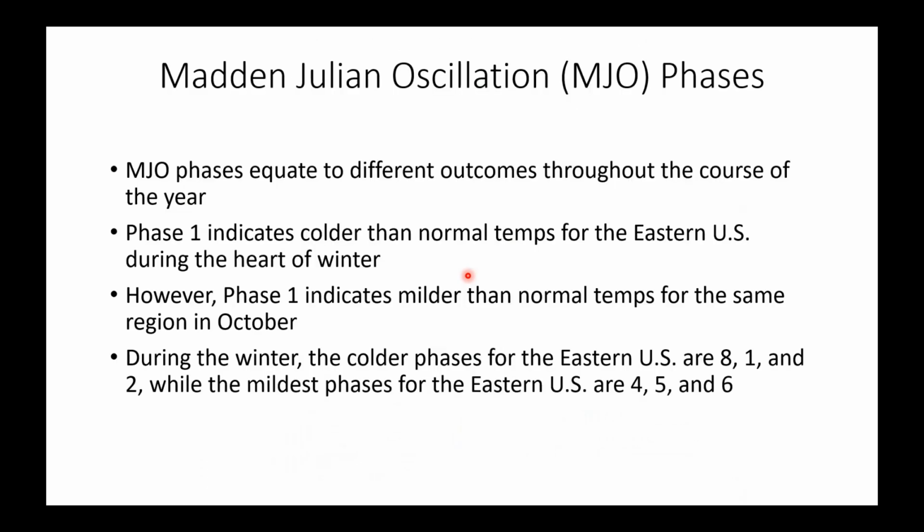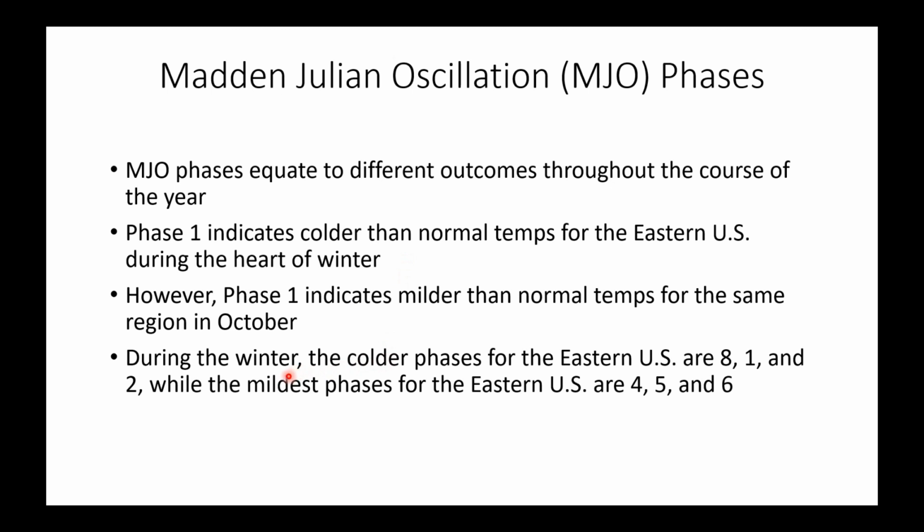Now, the MJO phases are going to equate to different outcomes throughout the course of the year, okay? For example, if I'm in MJO phase 1, that will indicate colder than normal temps for the eastern United States during the heart of winter. However, that same MJO phase 1 is going to indicate milder than normal temperatures for the same region in October. They're not going to be nearly as cold as they would be in, let's say, January.